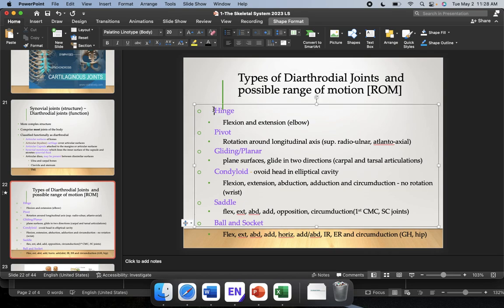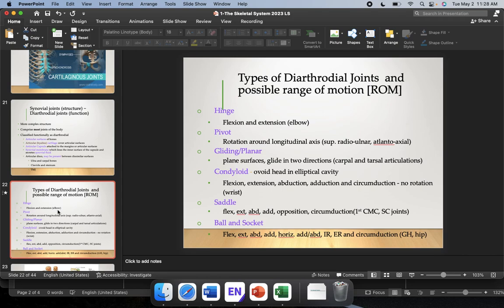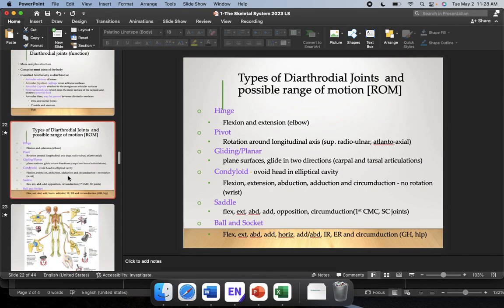So, for example, as far as types of diarthrodial joints, we have hinge joints, pivot joints, gliding and planar joints, condyloid, saddle, and ball and socket. This is the one we're probably most familiar with. It's our shoulders, and this one's our hips. It contributes to the most range of motion. But anyway, we have many different types of diarthrodial joints, and those types contribute to possible range of motion.